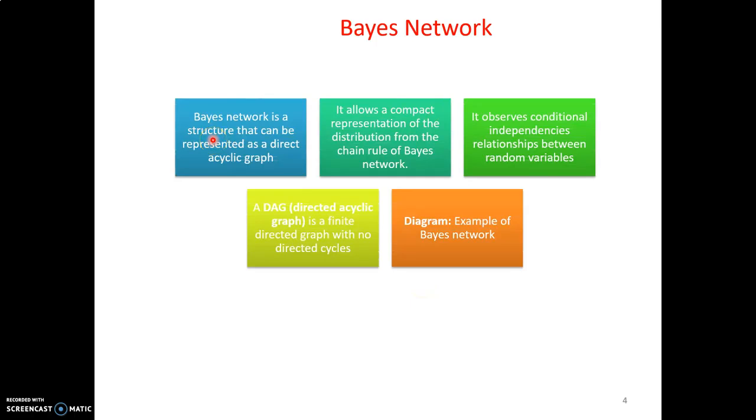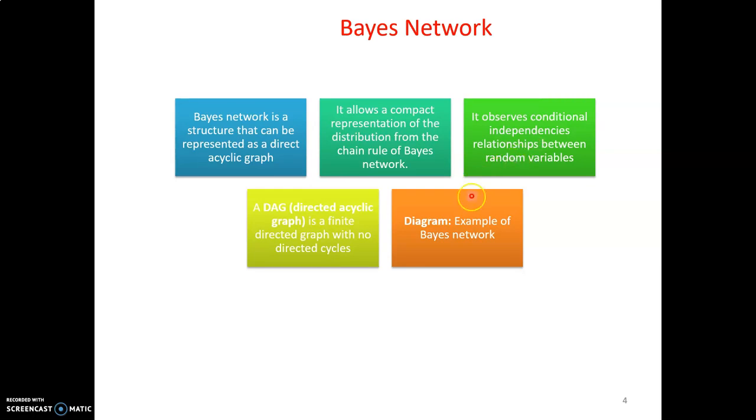Next, the Bayes network is a structure that can be represented as a directed acyclic graph. It allows a compact representation of the distribution from the chain rule of Bayes networks. It observes conditional independence relationships between random variables. Here we consider the independence relationship between our random variables. Here DAG is a finite directed graph with no directed cycle. The DAG means the directed acyclic graph.